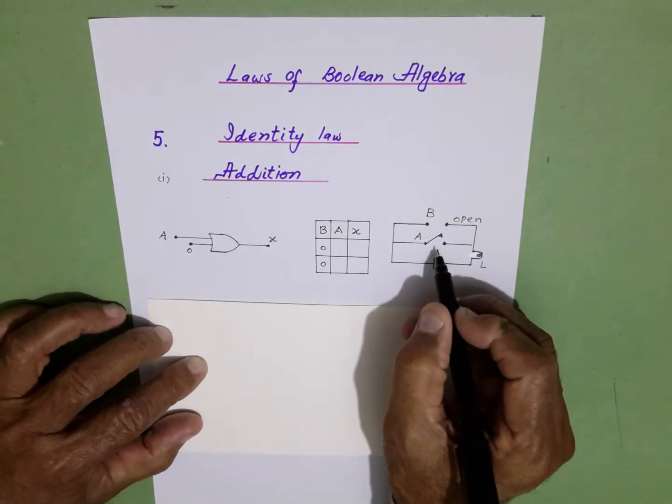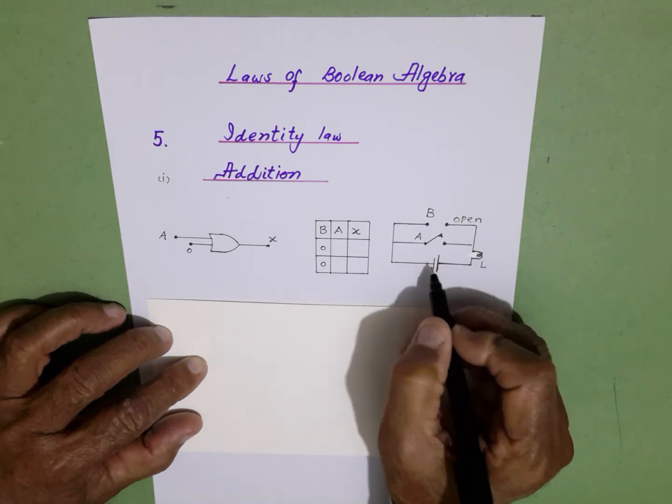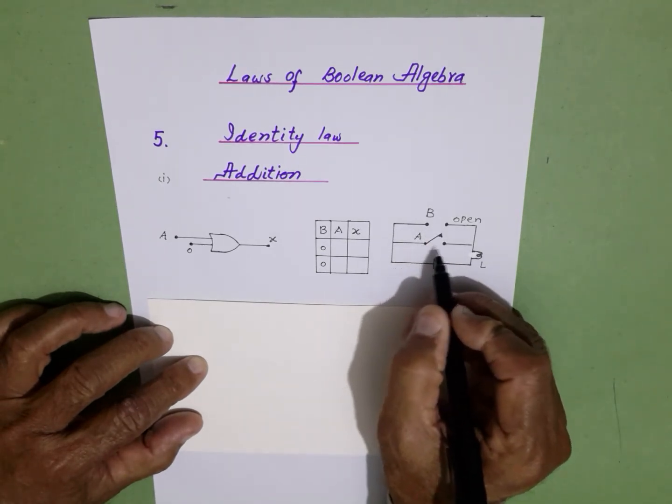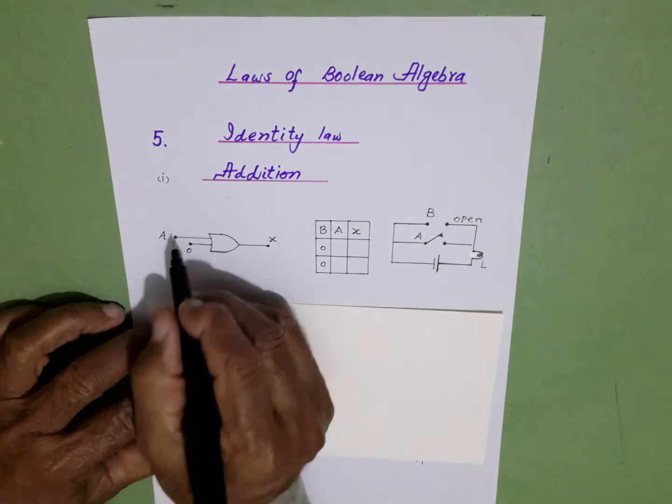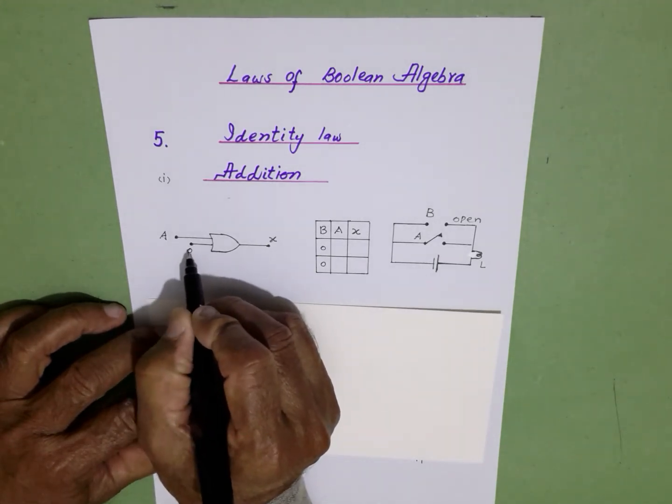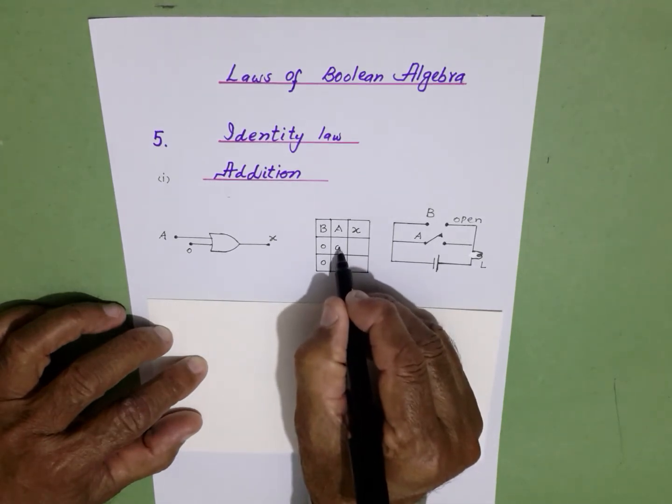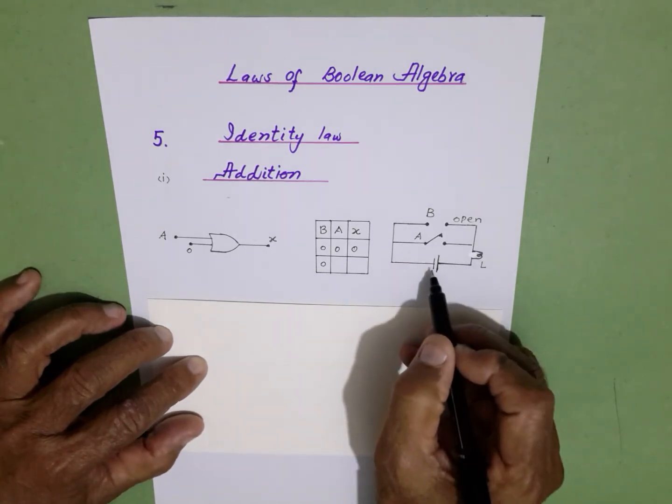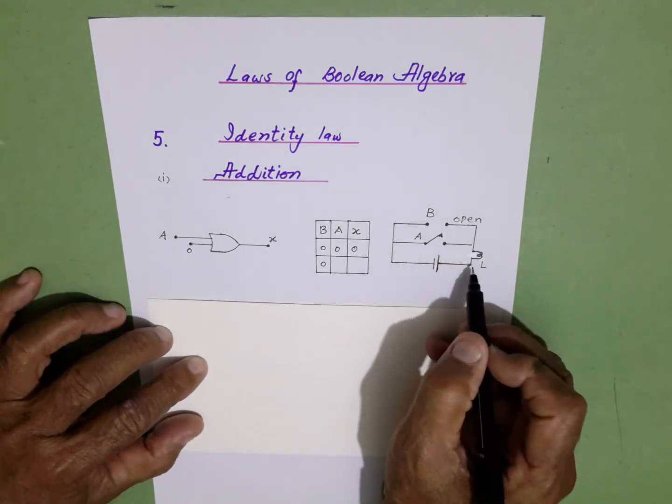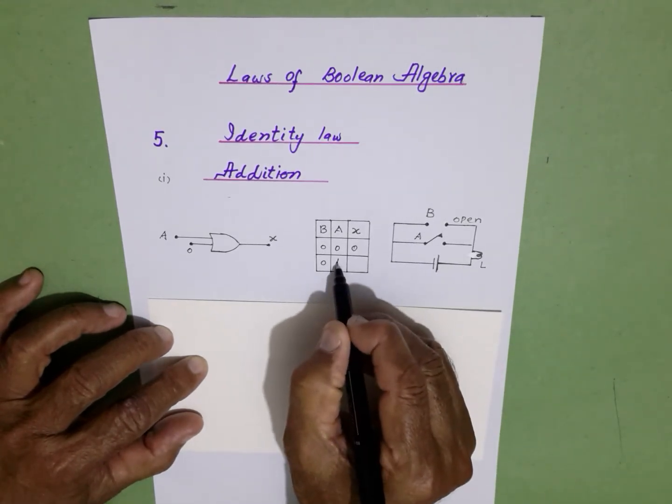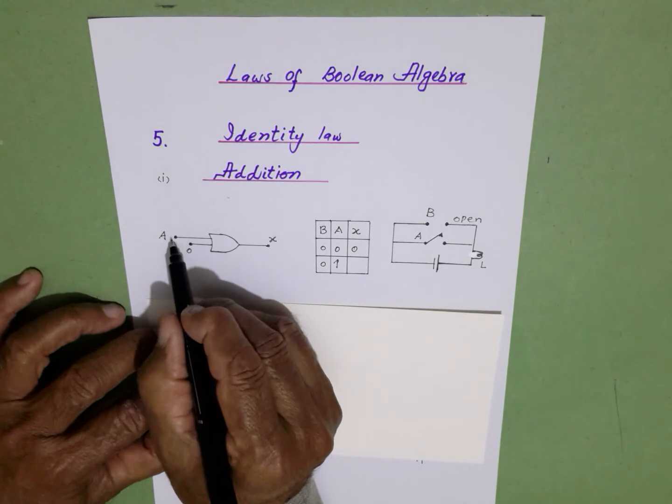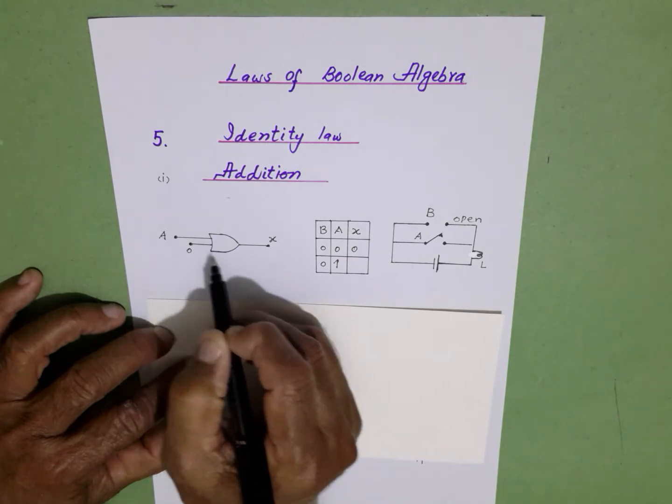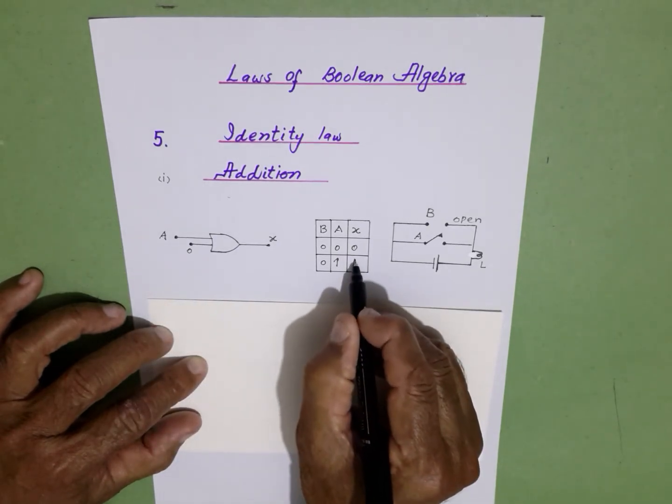When the switch A is open, there is no current flowing through switch B or through switch A. Why? Because it is open. Therefore, when A is open, 0 plus 0, the output is 0. When switch A is closed, meaning it is 1, now the current can flow through switch A and light the lamp. So 1 plus 0 is equal to 1.